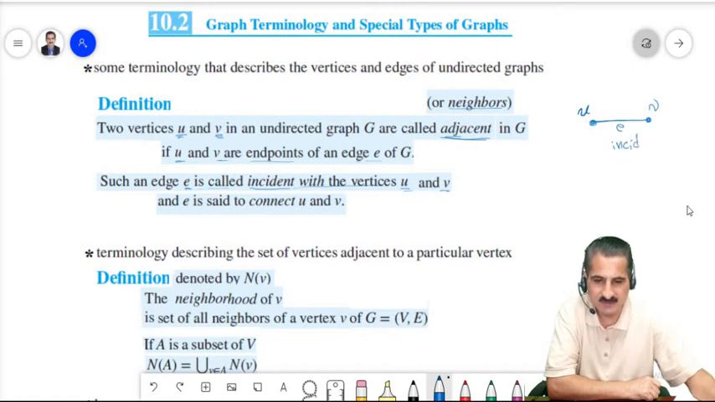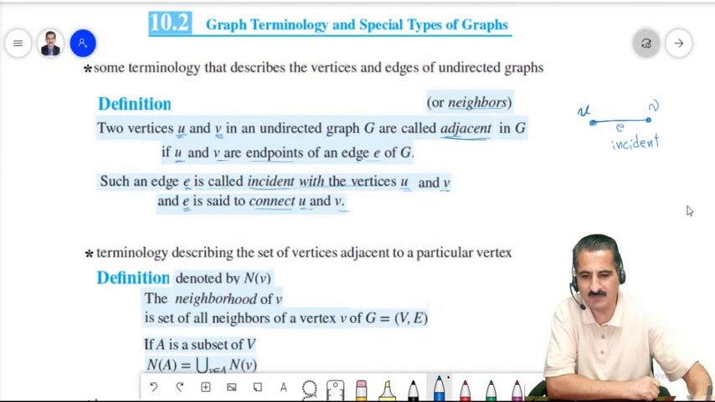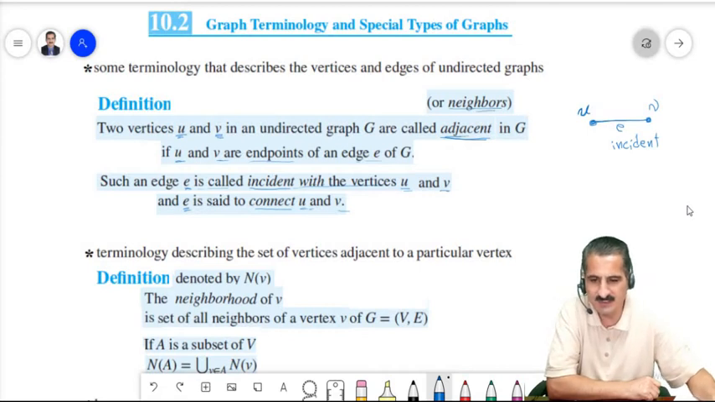And this word is used because it may represent something between the vertices U and V. For example, U and V might be people, phone numbers, and E, the edge between them, represents a phone call. So it is incident, and we will say that E connects U and V. Okay, good. So we will choose adjacent and neighbors.